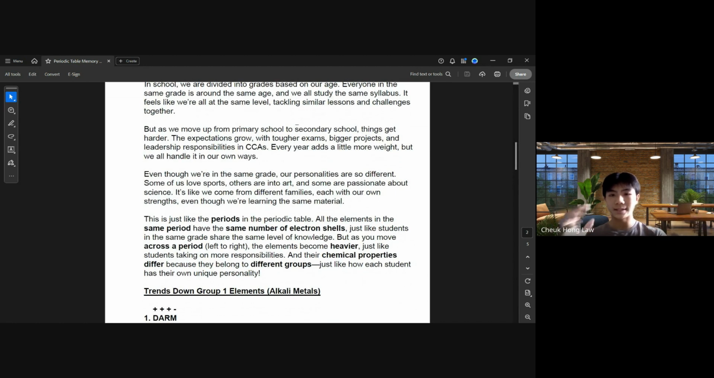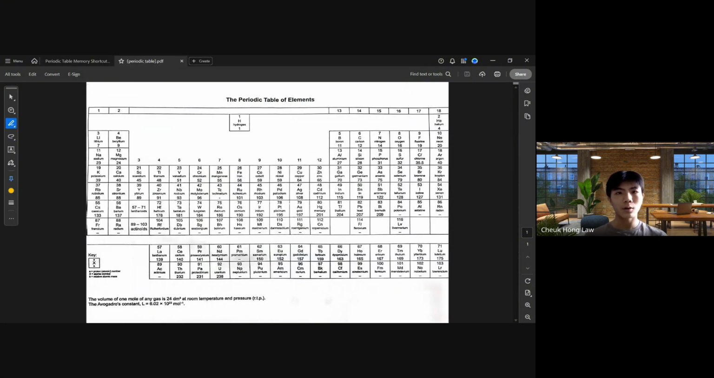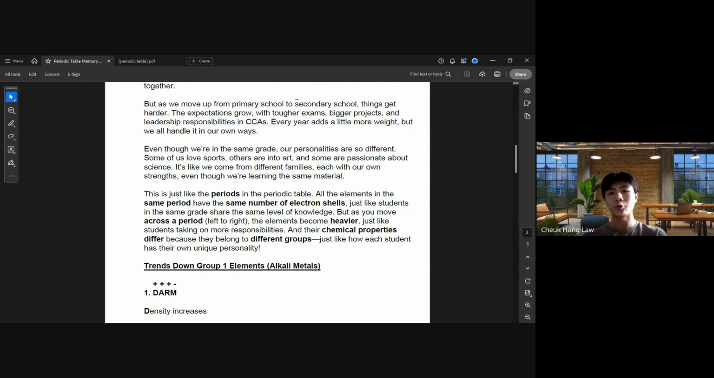So how can we relate this to periods in the periodic table? All the elements in the same period have the same number of electron shells. Okay, for example, this is period 3, this period that goes all the way here. All the elements in period 3 will have 3 electron shells. Then all the elements in period 4 will have 4 electron shells. So they all have the same number of electron shells, just like how the students in the same grade share the same level of knowledge.